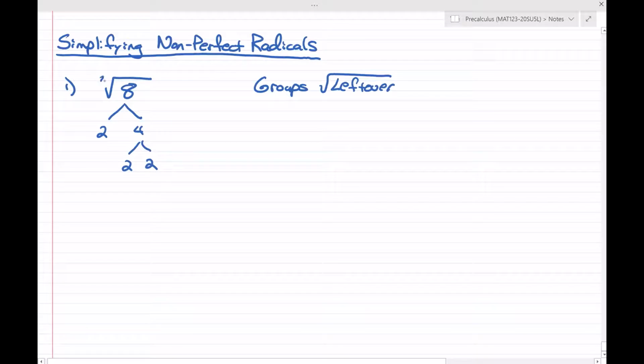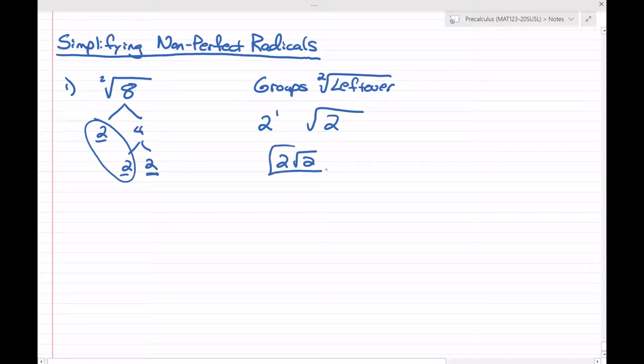So this is square root. We're looking for groups of 2 of the same numbers. So look at your bottom rungs of the ladder here. Here's a group of 2. One group of 2, and there is just this leftover 2 hanging out over here. So our answer would just be 2 root 2. That's the answer for this.